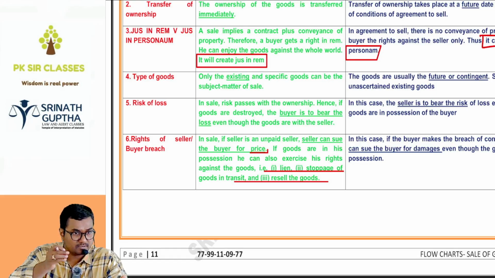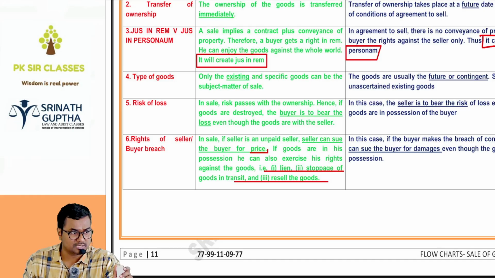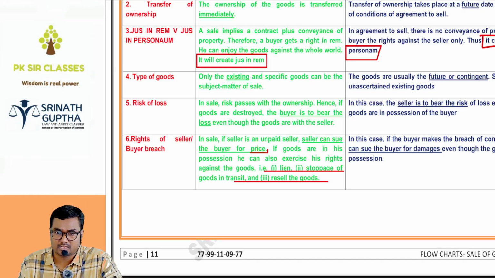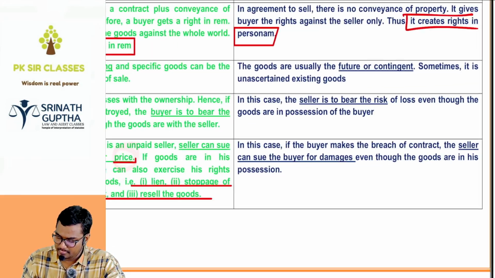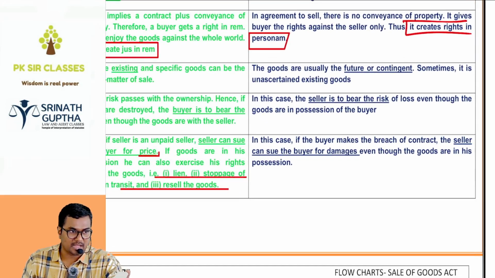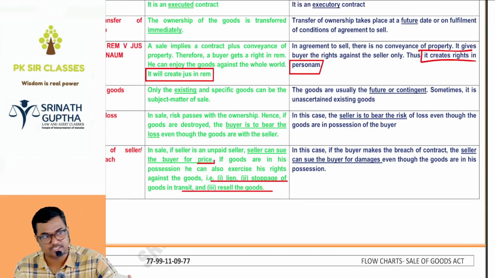Ownership is transferred, so you have to pay the price, even if the goods are with me. You can take the goods at your own time. Whenever you have time, you can come and take the goods. But ownership is transferred. I have the right to file a case on you for the price. If the ownership is not transferred, I can't file a case for the price. I can sue only for damages if you make the breach.